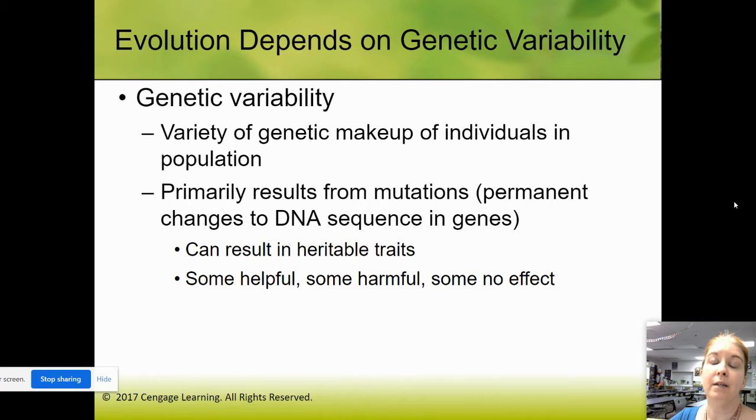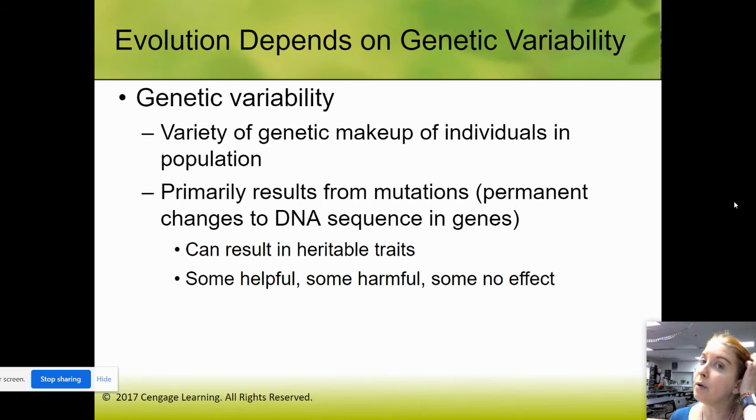Evolution, number one, depends on genetic variability. So one, it needs to be something that's in your genes, but then you need to have a variety of genes. If everybody is the same, it doesn't matter. But when you have a variety of genetic makeup in a population, different heights, different speed abilities because of their muscles, different intelligence, different colors, different whatever.